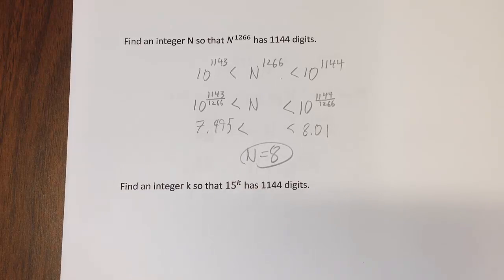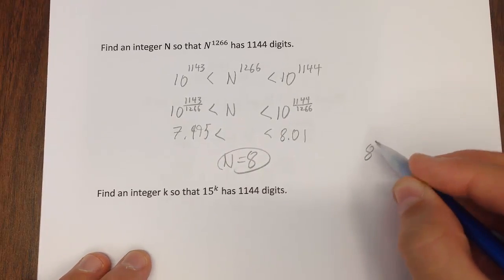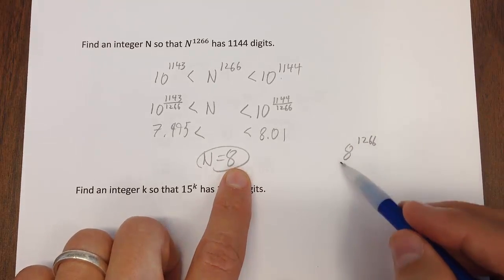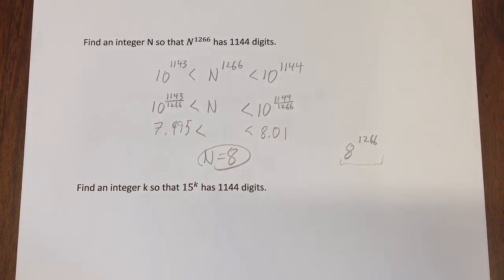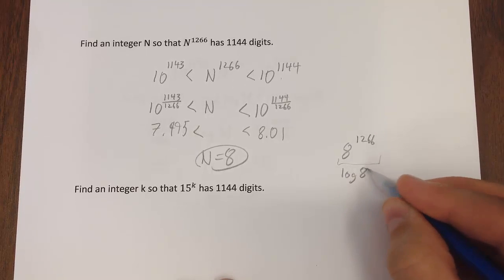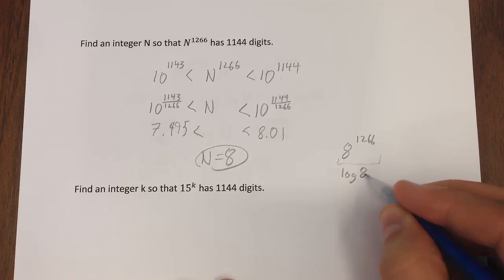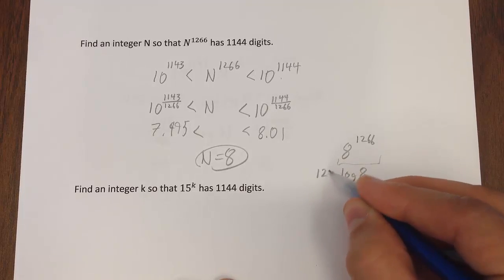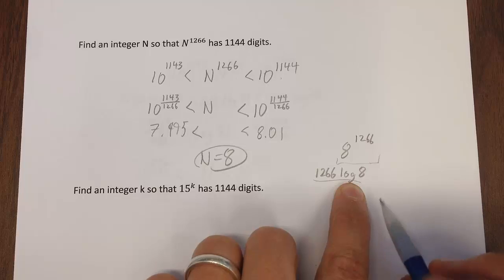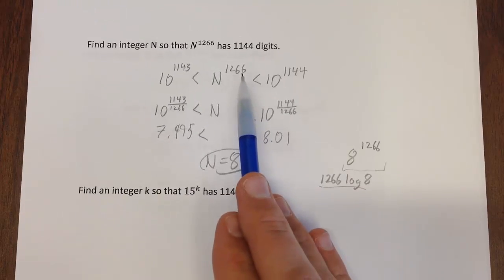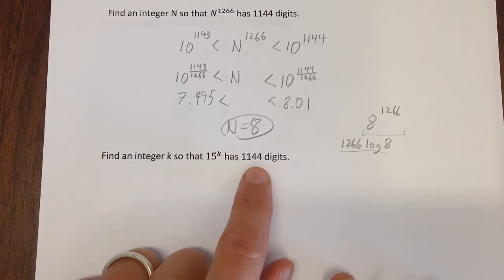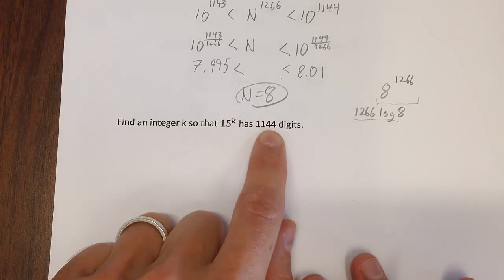You can check it, but not, of course, the conventional way, because 8 to the 1266 is way bigger than your calculator can handle. But if you want to know how many digits it has, our standard way of dealing with that is to take the log of that, which is log base 10 of 8 to the 1266. By the power rule, you can bring the exponent out, crunch out how many digits that'll have, and that'll be a number just smaller than 1144. So it'll have 1144 digits. We're going to have to do something similar to that with this problem.